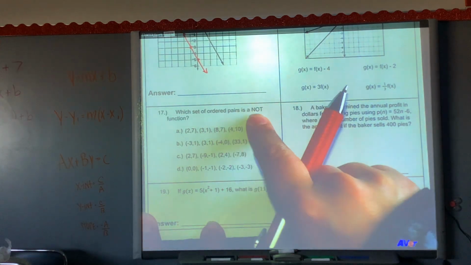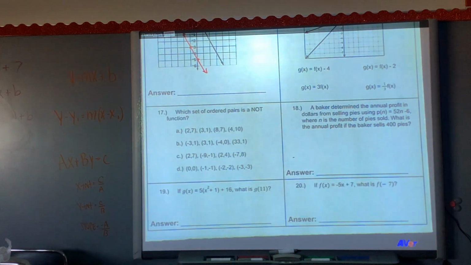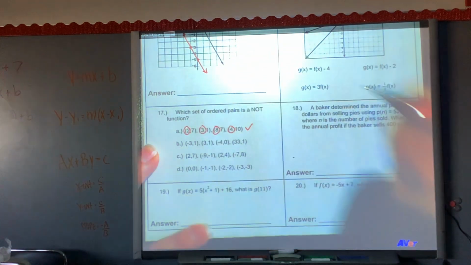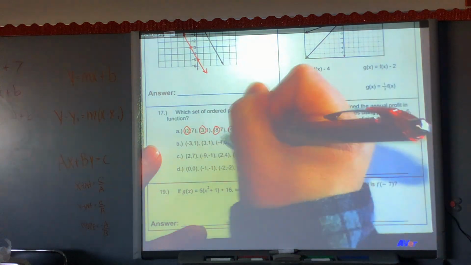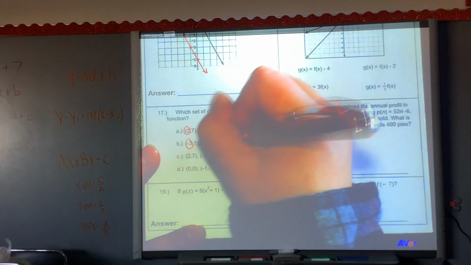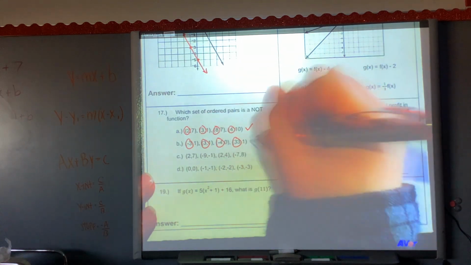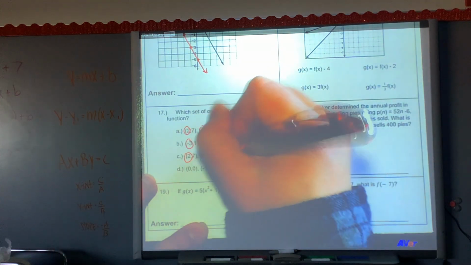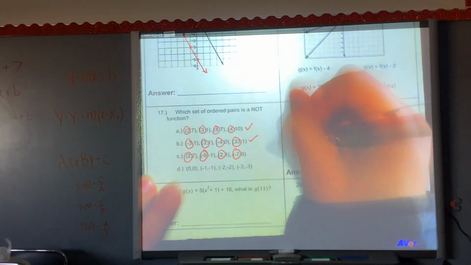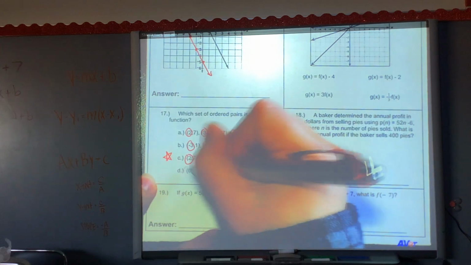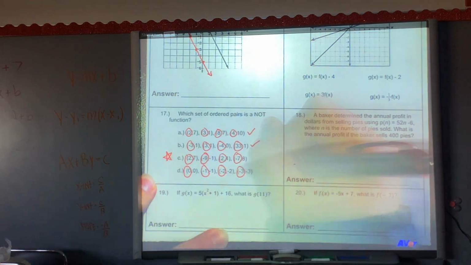All right, the next one says, which set is not a function? Remember, if it is not a function, x's repeat. So let's look to see. We have 2, 3, 8, 4. None of those repeat. That is a good function. -3, 3, -4, 33. Ooh, they're trying to trick you. That is a function also. 2, -9, 2, -7. Oh my gosh, two 2s. That's the one that's not a function.